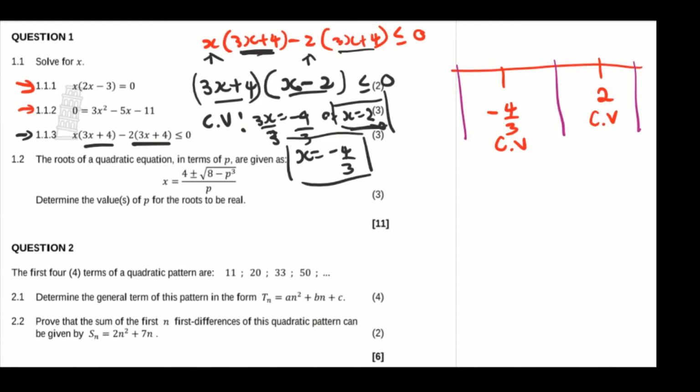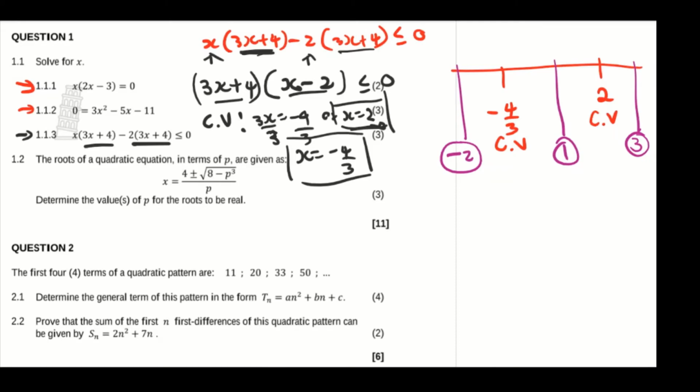So you can choose any value that is before your critical value. For instance, here I chose minus 2, which is less than minus 4 over 3, right? And I chose in between, I chose 1, which is just between 2 and minus 4 over 3, and a number that is greater than 2, obviously I chose 3. So you're just going to test these values here, right?